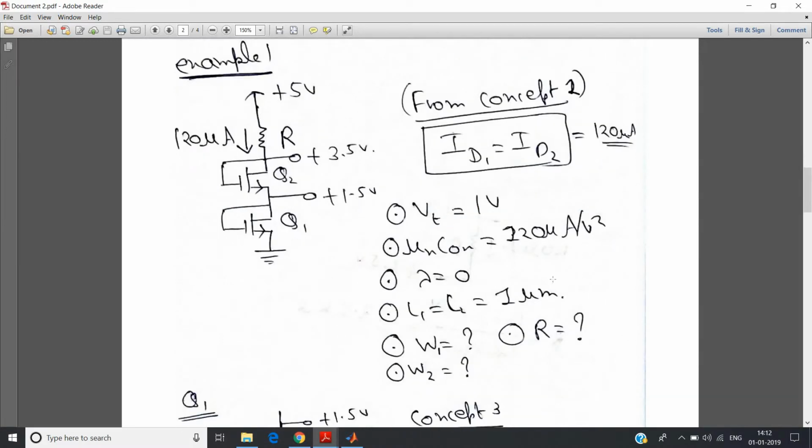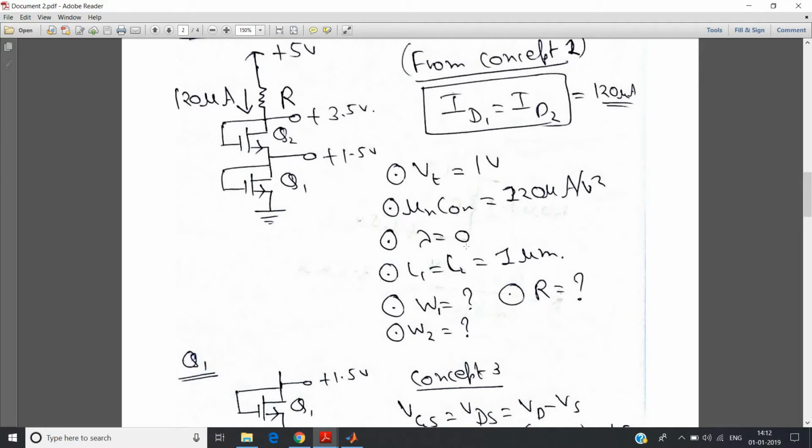Fine. Now this data is given in the question, that is VT, the threshold voltage for these two NMOS transistors, is given as 1 volt. Mu n into COX is given as 120 microampere per volt square. Lambda is given as 0, that means you need not consider channel length modulation. And L1 and L2, the channel lengths for these two NMOS transistors, are given as 1 micrometer.